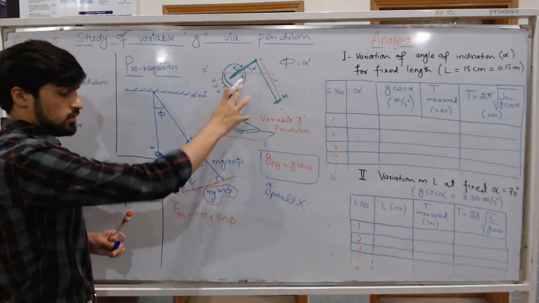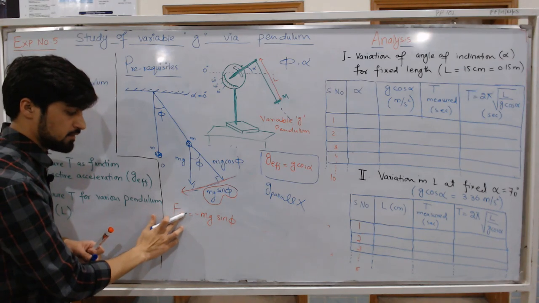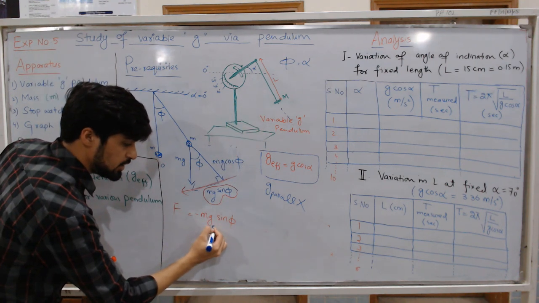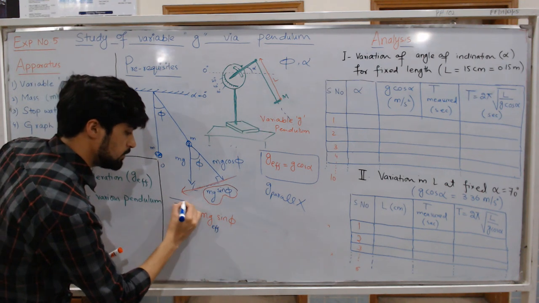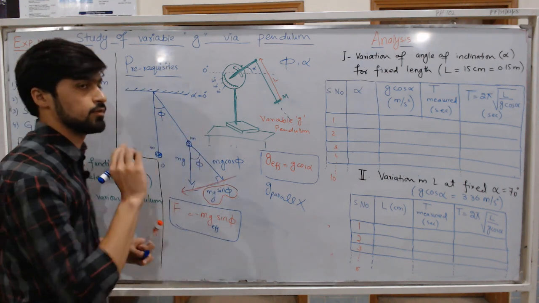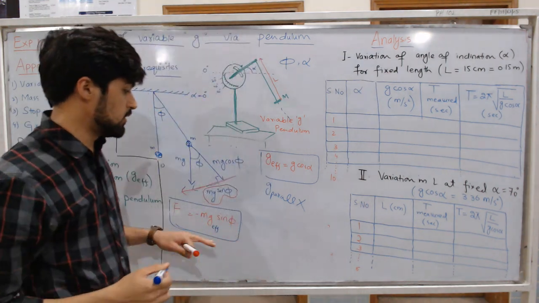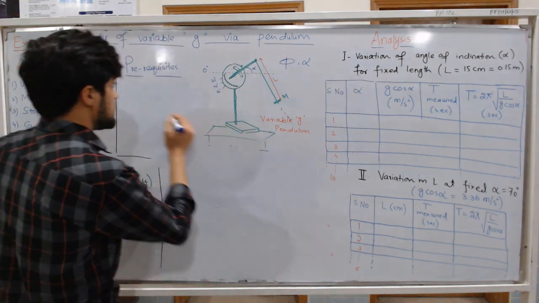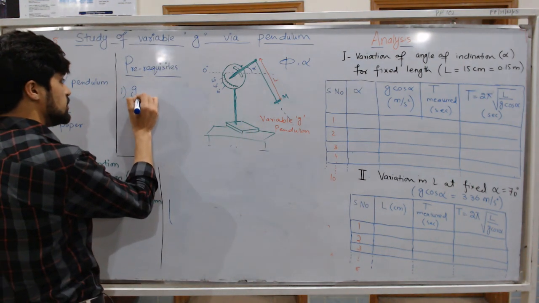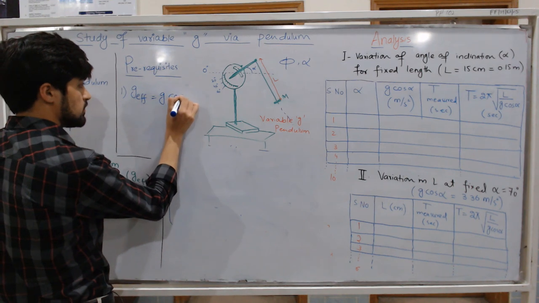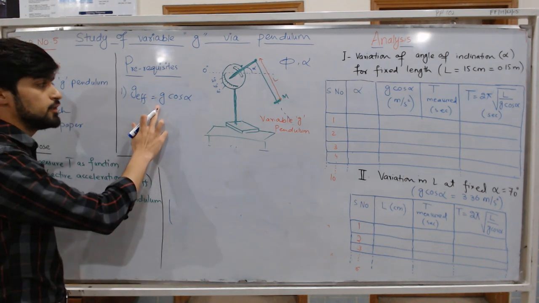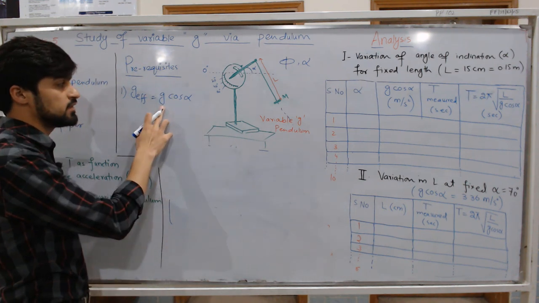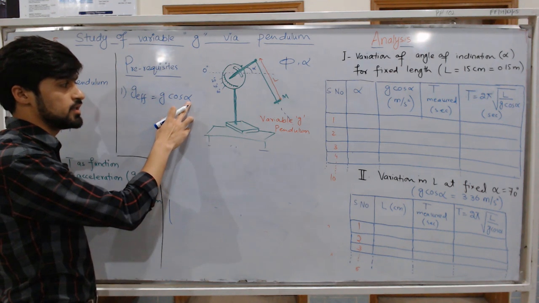So if I am using this restoring force relation, F, for the variable g pendulum I will replace this g by g effective. Keep in mind, this will be the restoring force for this variable g pendulum. This is actually written in your manual, so you should know what is g effective sine phi. So now we know two things. We have derived that we will be using the g effective component, g cos alpha, where alpha is the angle of inclination. The value of g depends on this angle of inclination. It means that the value of g changes with alpha, because if this is 9.8 and the angle is 0 degrees, this will be 9.8.